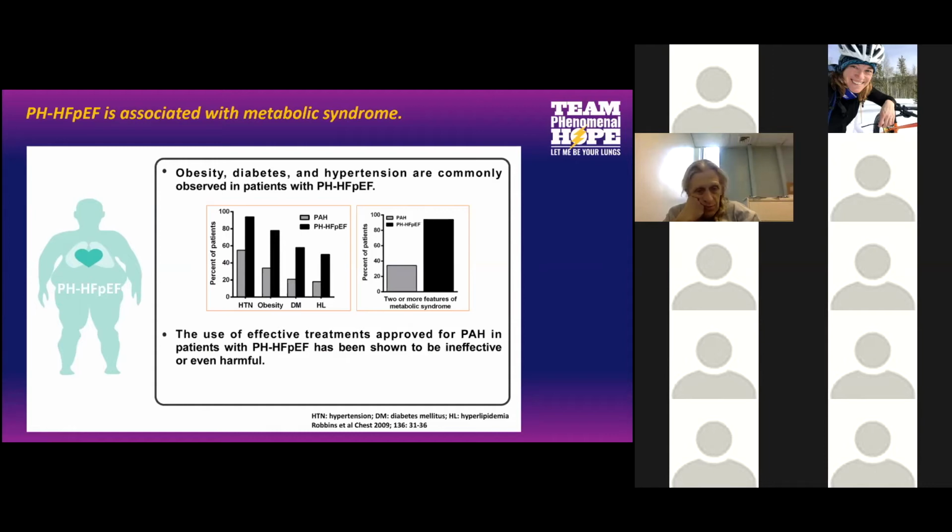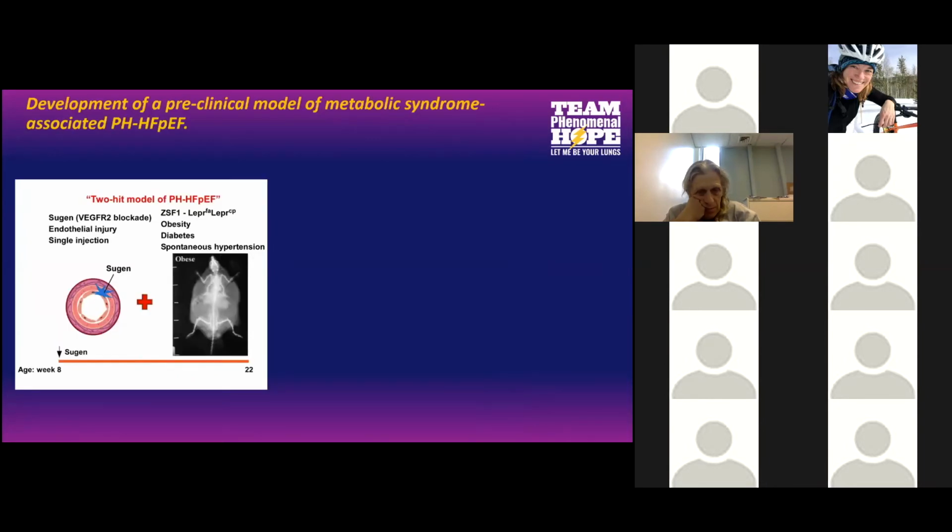And the worst is that the use of effective treatments approved for PAH in patients with PH-HFpEF has been shown to be either ineffective or even harmful. So there's no treatment. And in the past, when I started to study PH-HFpEF, there was no animal model. So when we started doing research in PH-HFpEF, we first tried to develop a preclinical model for PH-HFpEF.